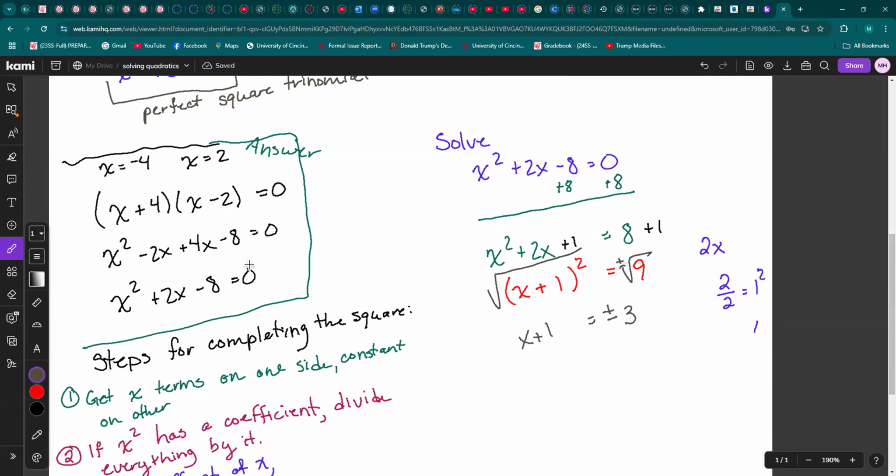So I'm going to get x by itself. So I have x equals -1 plus 3, and I have x equals -1 minus 3, because I have that plus or minus sign. So 2 of them. So x equals -1 plus 3 is 2, and -1 minus 3 is x equals -4, which are those two answers that I started with looking at.